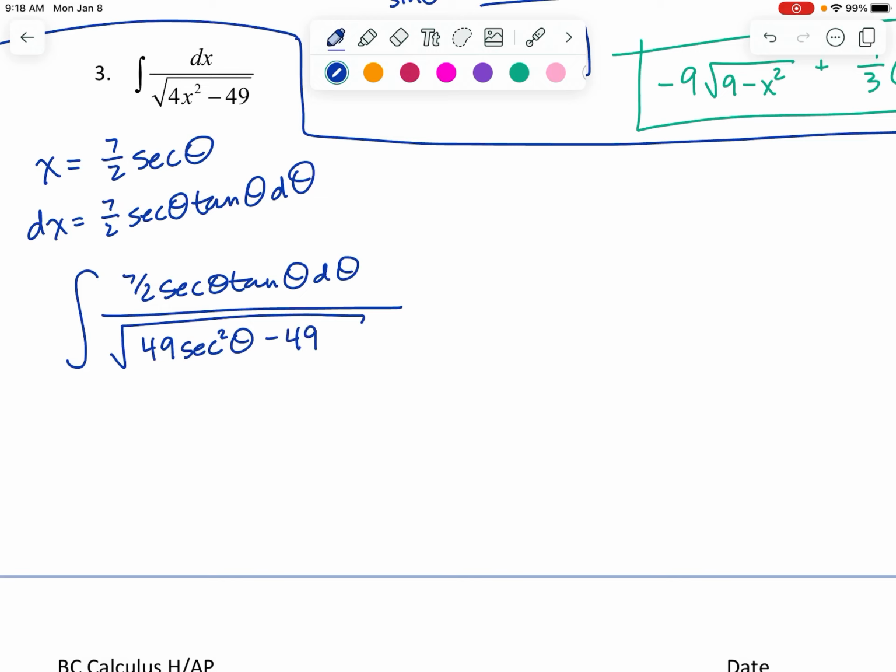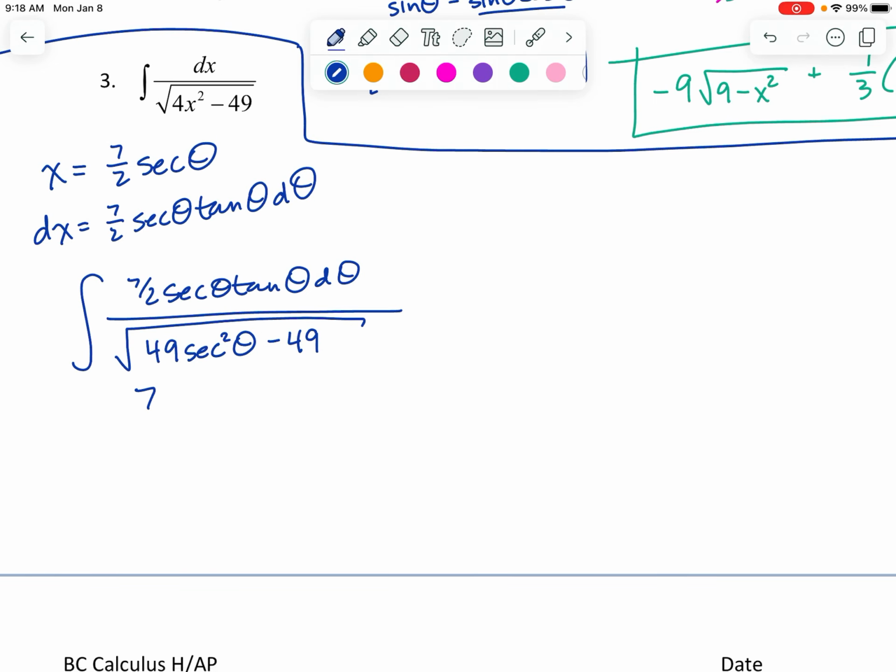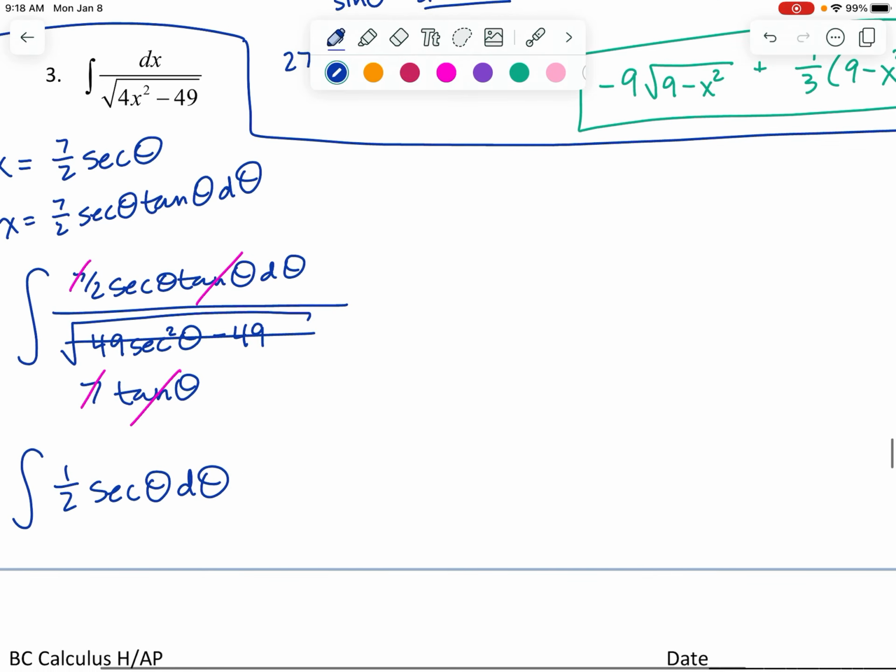All right, good, because now my 49 can pull out, and that's a 7. And then secant squared minus 1 is going to be tan squared, and the square root of that is going to be tangent. So the bottom is really this. That means that my 7s cancel, my tangents cancel, and I really have the integral of 1/2 secant theta d theta. Well, I won't make you do out the proof of this here.